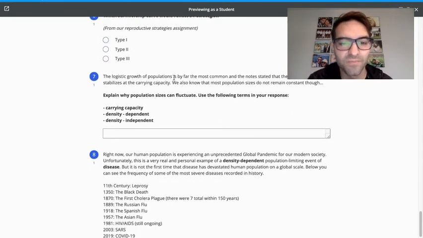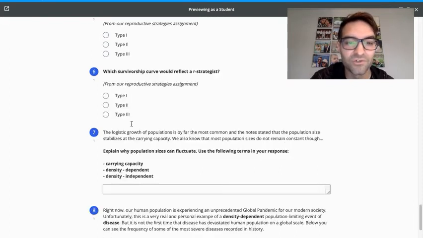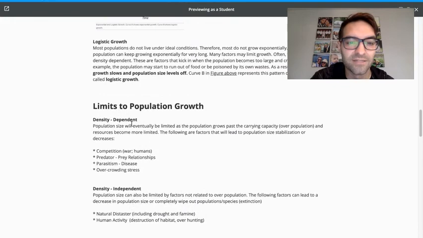Looking at the logistic growth of populations, being by far the most common, the notes stated the population size stabilizes at carrying capacity. And I mentioned this, the notes didn't mention it, but I talked about it. We also know that most population sizes do not remain constant. Can you explain to me why population sizes can fluctuate using the following terms? I want you to try and refer to carrying capacity, density dependent, and density independent. And really those are our limiting population growth events. Okay?